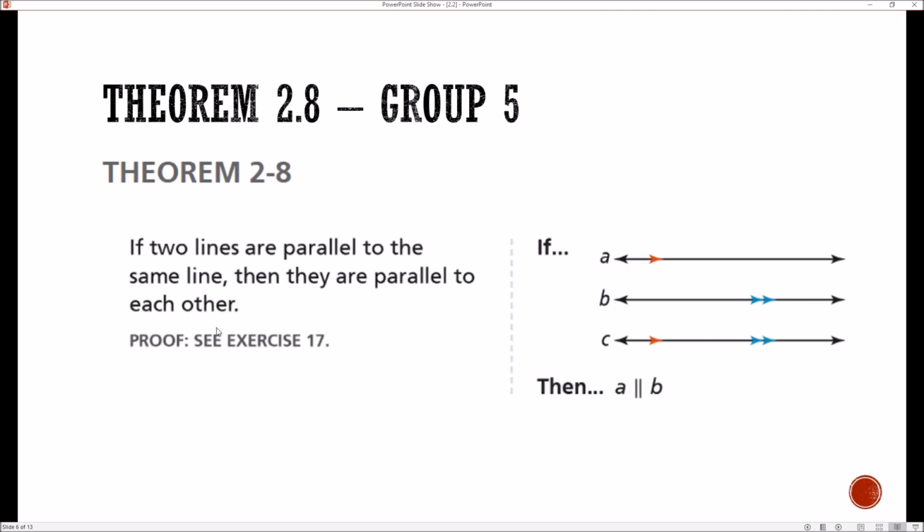Group 5, this is the first theorem that doesn't have a name. I will admit I understand that group 5 and group 6 realistically do have much easier theorems here to work with, so I really do expect your presentation to be clear, and I'd really like to see some real-world examples.